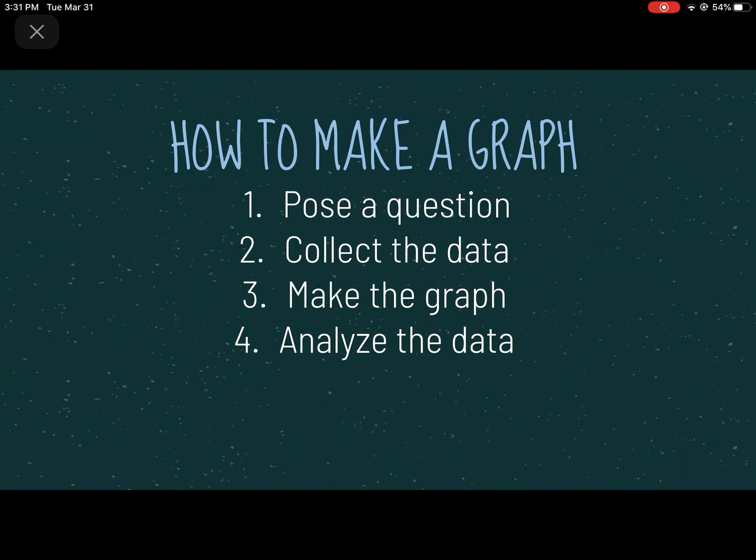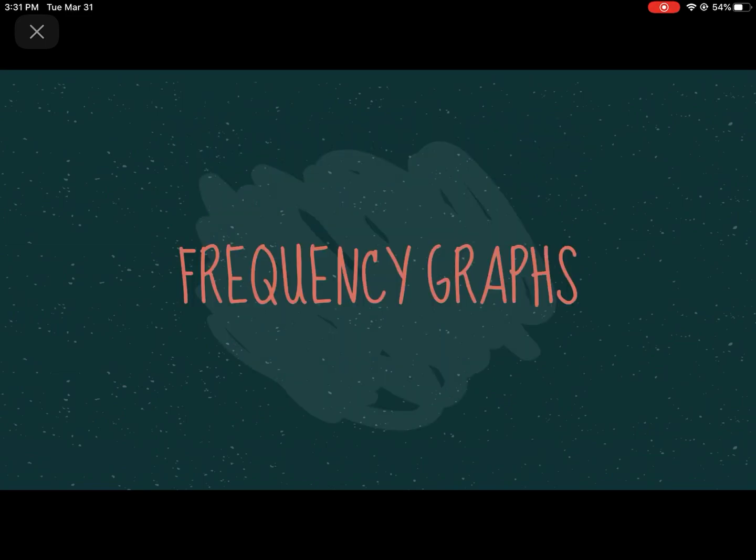There are a couple of different graphs we're going to talk about this week, and each of them has its own benefits. We'll look at all 3 of those. And then the last step is to analyze the data. Analyze the data is a fancy way of saying we're going to read the information that we found, and we're going to be able to answer some questions about that. So the one we're going to talk about today is the frequency graph. It sometimes is also referred to as a frequency table.